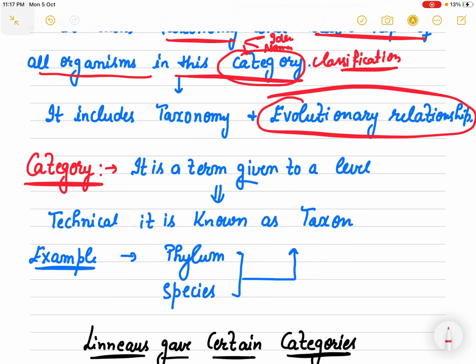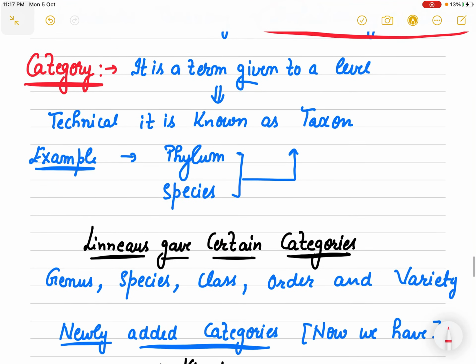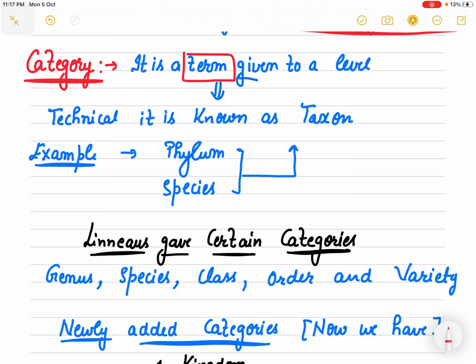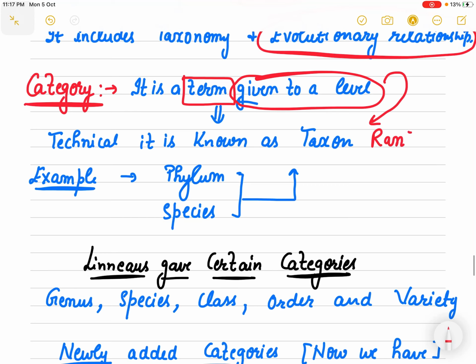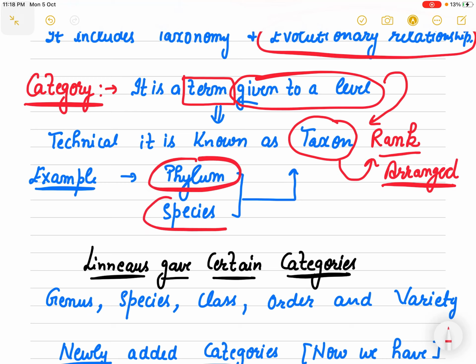So now I said category, that it is the relationship of organisms in a category. So what is a category actually? It is a term which is given to a level. And this level is what we are using as a taxon. It is a rank, right? It is a rank, it is a level, and technically it is known as a taxon. Means every organism, depending on its rank, is arranged in a particular category. Like phylum, species, class, these are all ranks, these are all taxon, right?